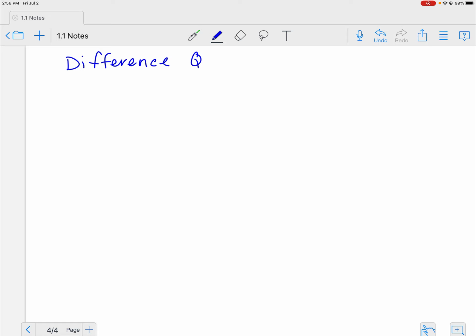All right, so the next thing that we want to look at, and this is a biggie, the difference quotient. We are going to use the difference quotient when we make the connection between limits and derivatives. All right? In this class, I am not going to give you any formulas.